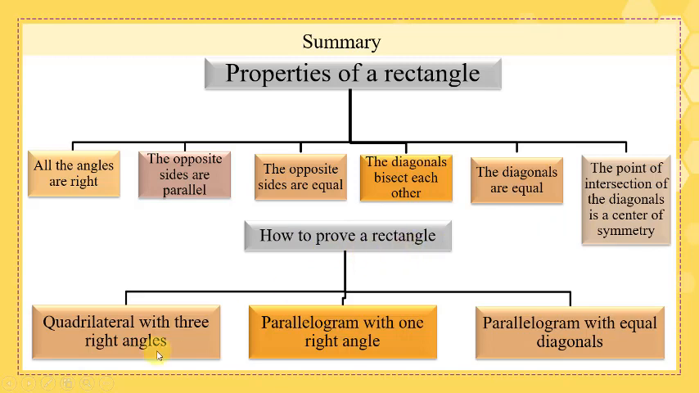How to prove a rectangle? Quadrilateral with three right angles. Parallelogram with one right angle. Parallelogram with equal diagonals.